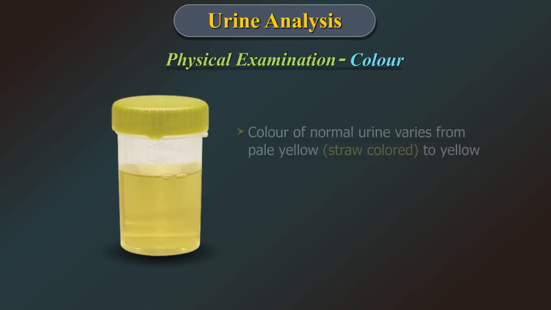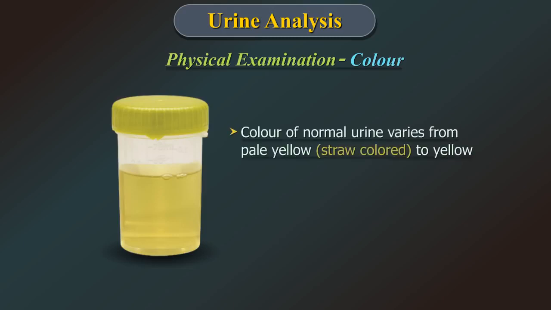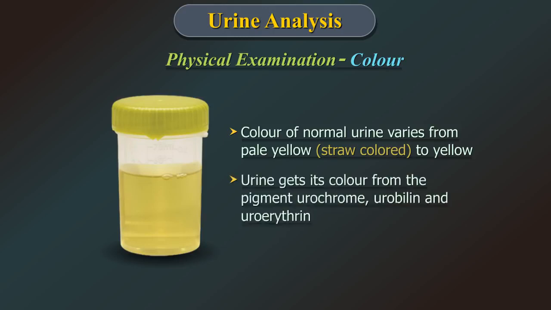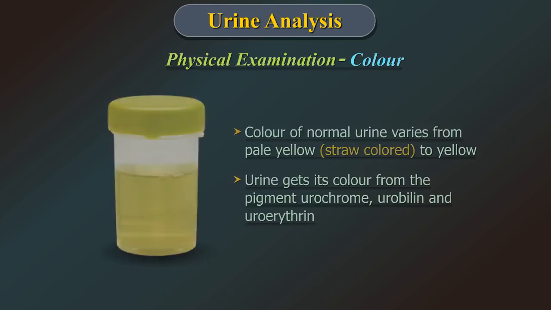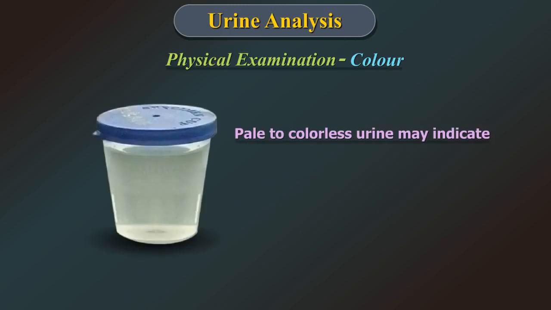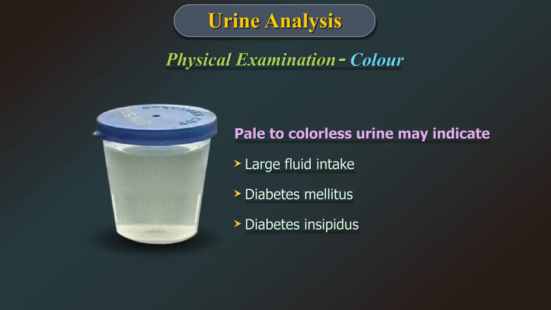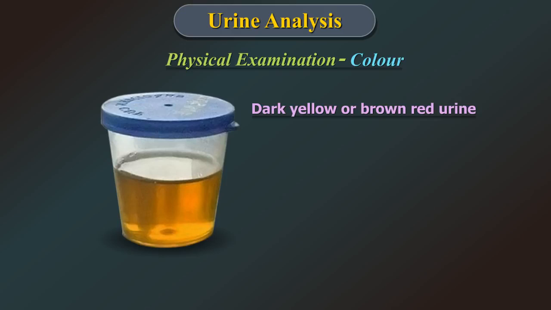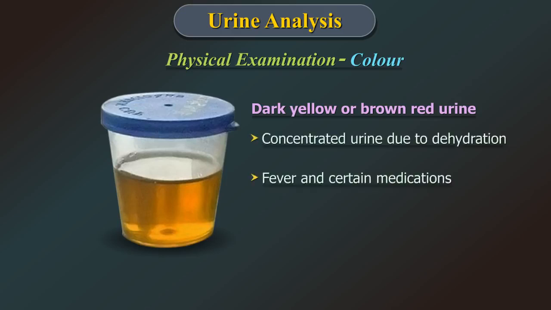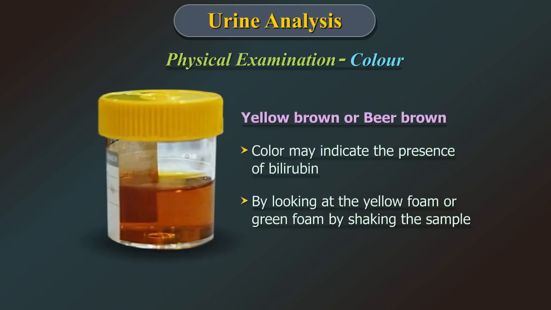We begin with color. Color of normal urine varies from pale yellow, that is straw color, to yellow. Urine gets its color from the pigment urochrome, urobilin, and uroerythrin. Pale to colorless urine may indicate large fluid intake, diabetes mellitus, and diabetes insipidus. Dark yellow or brown-red urine may indicate concentrated urine due to dehydration, fever, or certain medication. Yellow-brown or beer-brown color may indicate the presence of bilirubin.